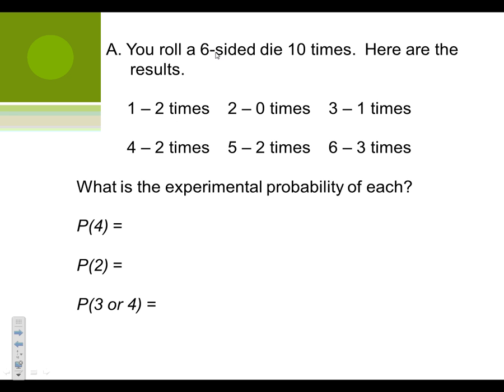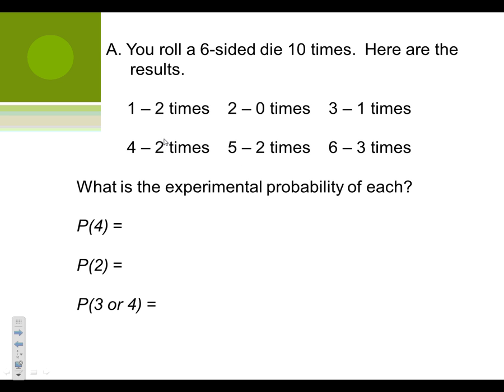If you roll a six-sided die 10 times, here are the results. We got a 1 twice, we never got a 2, we got a 3 once, we got a 4 twice, a 5 twice, and a 6 3 times. So you can see that all of these numbers add up to 10. What is the experimental probability of each? That means you're going to use the experiment that you just completed to figure out the answer.